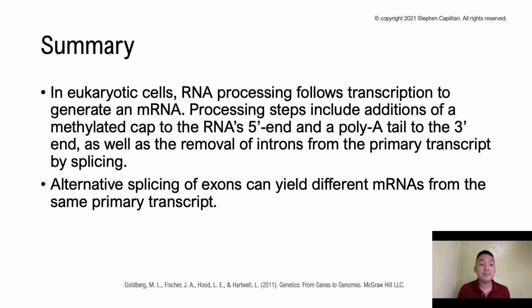So in summary, we've learned that in eukaryotic cells, RNA processing follows transcription to generate mRNA. These processing steps include addition of a methylated cap to the RNAs at the 5' end and a poly A tail to the 3' end, as well as removal of introns from the primary transcript by what we call splicing. Alternative splicing of exons can yield different mRNAs from the same primary transcript.